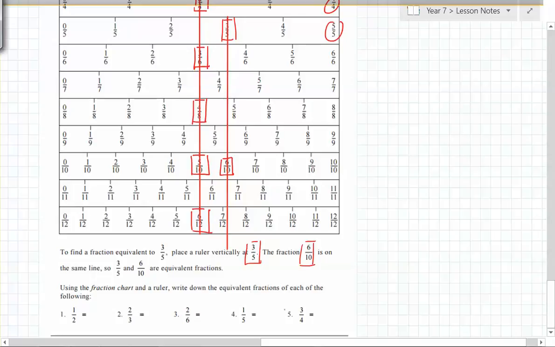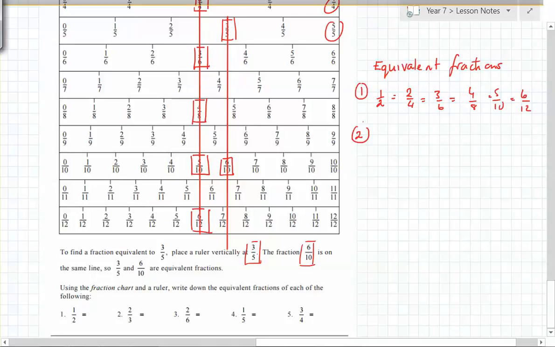In your book, I want you to write those answers down, please, in a nice, structured, neat, ordered way. So you're going to put a title of equivalent fractions. You can use the sheets with your ruler, but you're going to write half equals 2 quarters equals 3 over 6 equals 4 over 8 equals 5 over 10 equals 6 over 12. That's the first one done for you. You're going to do the same.